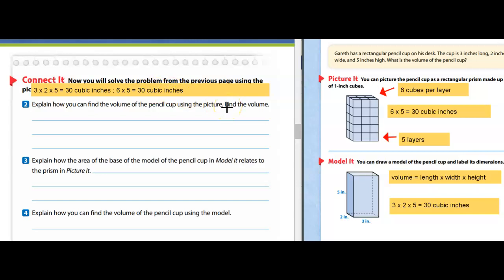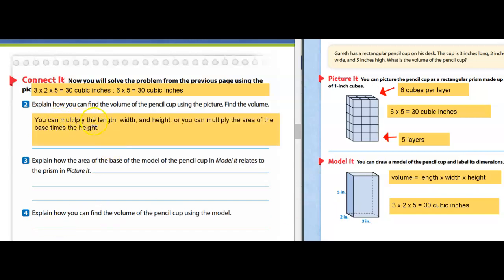Question 6. Explain how you can use the dimensions of a rectangular prism to find its volume. So think to yourself, how did we use the dimensions, which you would find here in model it? These are classified as its dimensions. How did we use our dimensions of a rectangular prism to find its volume? Press pause and write your answer in the space below.